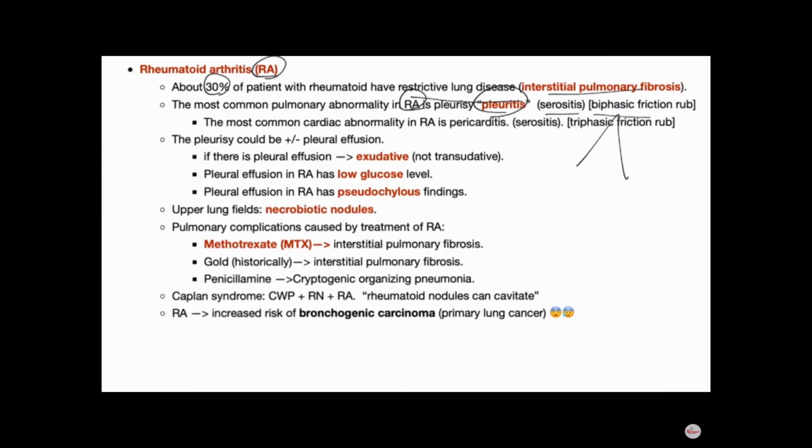This is the biphasic friction rub. The most common cardiac abnormality in rheumatoid is the freaking serositis, now called pericarditis, and this one is having a triphasic friction rub. Systolic, early diastolic, late diastolic. Lub-dub, lub-dub, lub-dub.